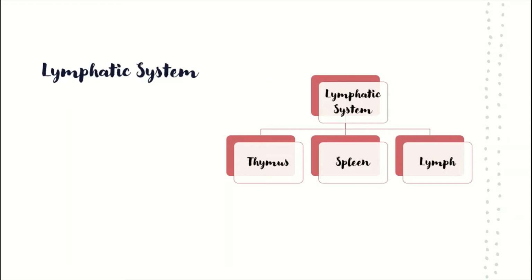Now let's have a look at the lymphatic system. So the lymphatic system consists of the thymus and the spleen, which are the lymphatic organs, and lymph with the lymphatic capillaries. So some of the tissue fluid may be reabsorbed into the blood vessels, but most of it goes through the lymphatic system when it enters into minute channels named lymph vessels.